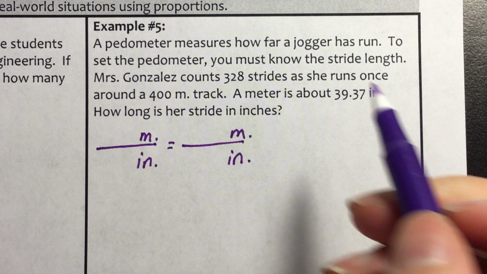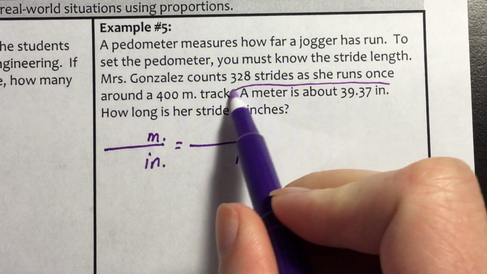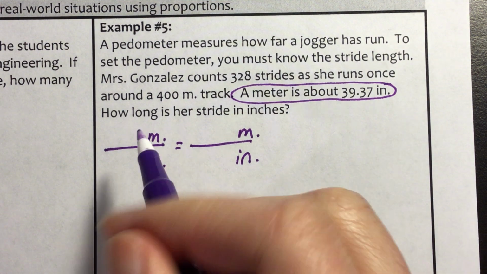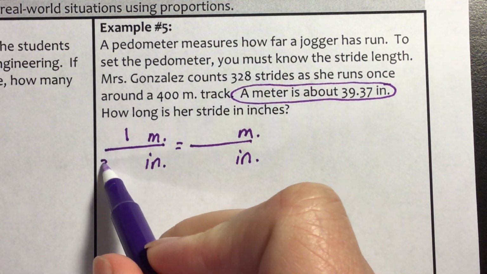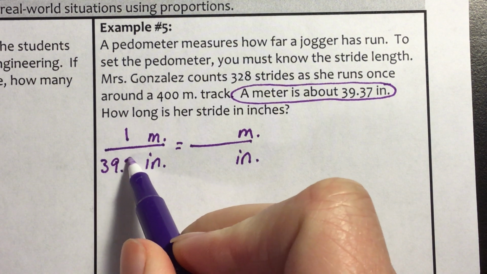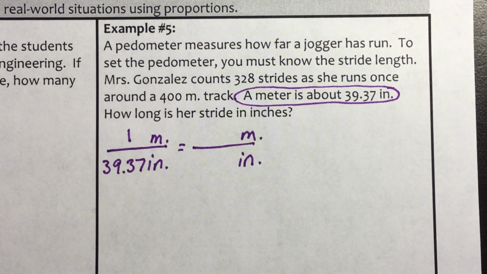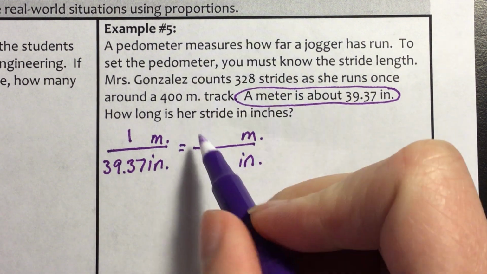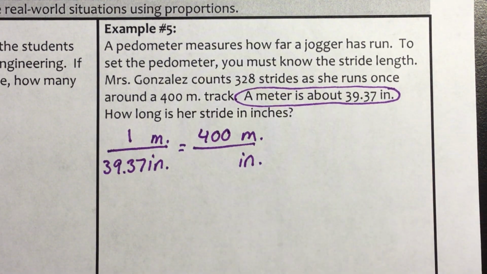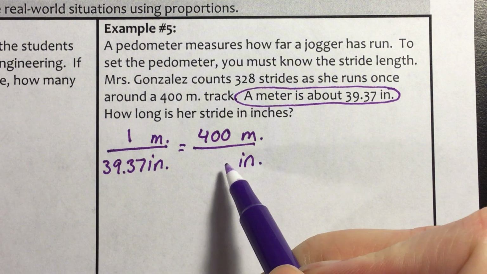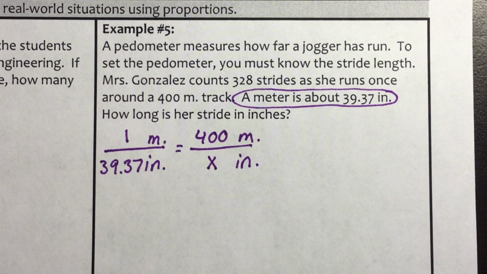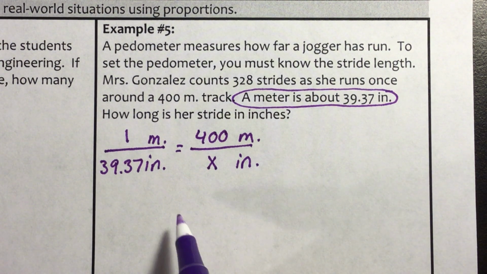Okay, we are told that 1 meter is about 39.37 inches. That is one scenario. So 1 meter is the same thing as 39.37 inches. Okay, second scenario. We know that the whole track is 400 meters, 400 up here. So how many inches would it be around the entire track? We don't know. Since we don't know, that's going to be our variable x. All right, let's solve this guy.